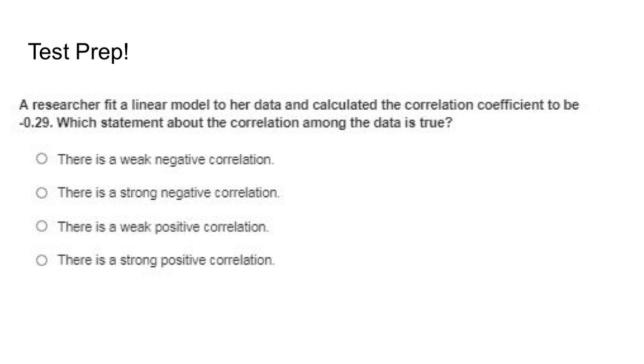Okay, so when you looked at this first one, that negative 0.29 indicated a weak and negative correlation. Negative because it was a negative 0.29, weak because it was smaller than 0.5.